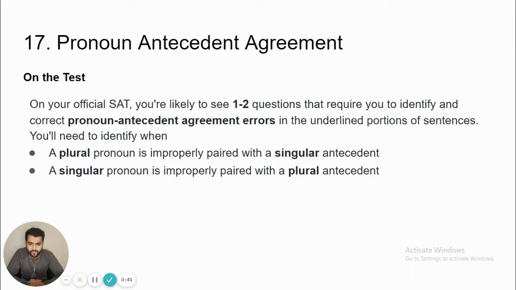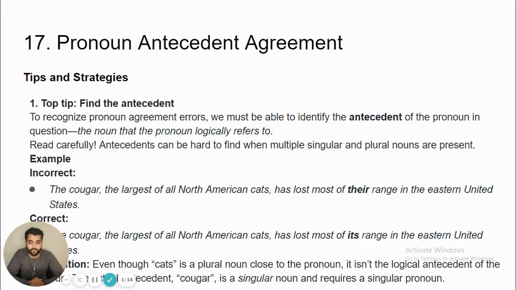Let's build upon this. On your official SAT, you're likely to see 1 to 2 questions that require you to identify and correct pronoun antecedent agreement errors in the underlined portion of sentences. You will need to identify when a plural pronoun is improperly paired with a singular antecedent, or a singular pronoun is improperly paired with a plural antecedent. This means that singular pronouns should be used for singular antecedents and plural pronouns should be used for plural antecedents. So what are the top tips?